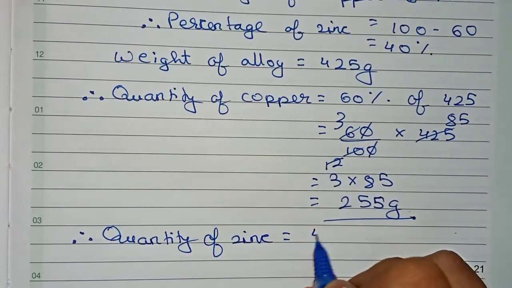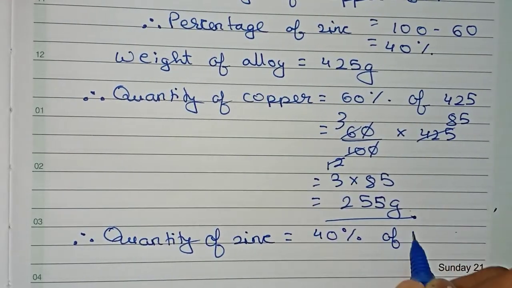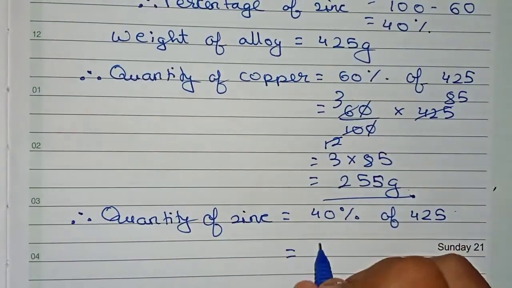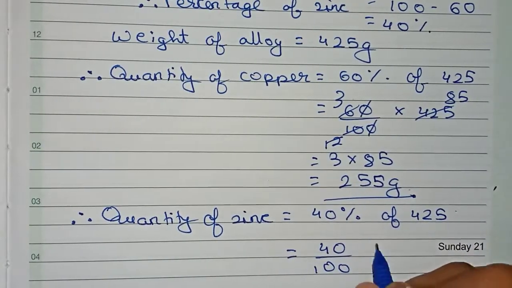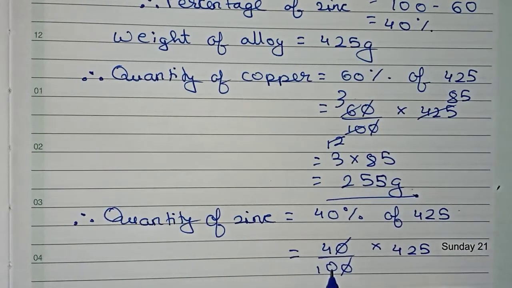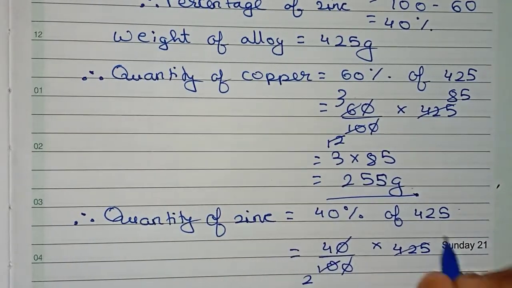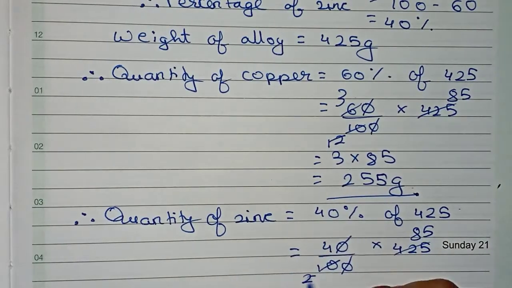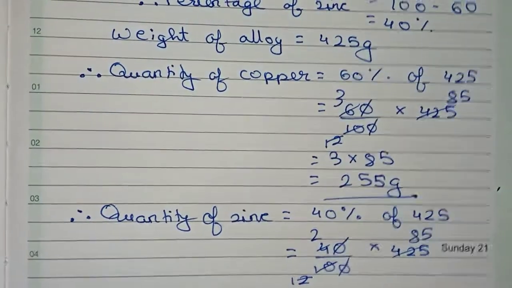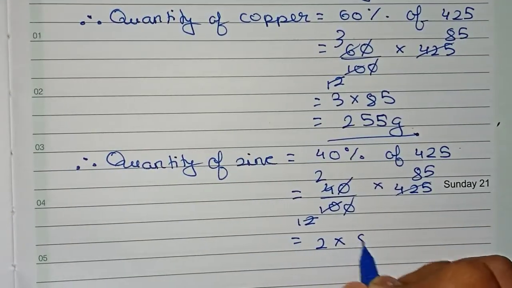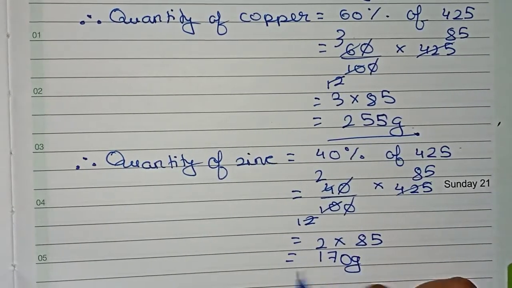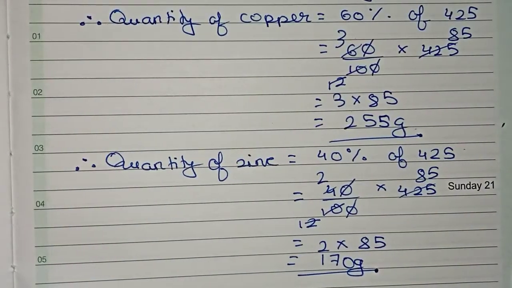Quantity of zinc we can write as 40% of 425. So it will be equal to 40 by 100 into 425. First we cut the 0. Now similarly we cut 10 and 425 by 5. It becomes 2 and it becomes 85. Now I cut 2 and 4, it becomes 2. So it becomes 2 into 85, which is equal to 170 gram. So this is the final answer for this question. Let's move on to our next question.